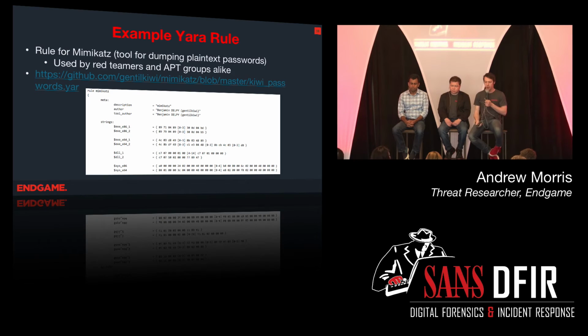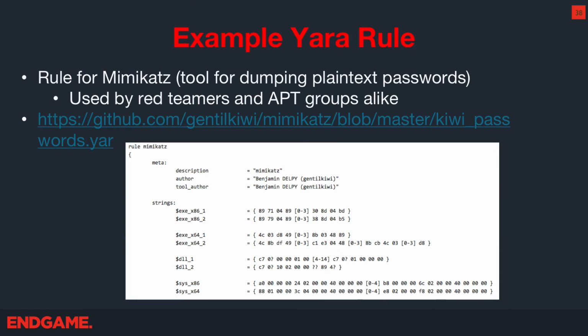This is an example Yara rule, so you can see a little bit. That's probably not big enough to see, but that's fine. Basically, this is a Yara rule for a tool called Mimikatz, which is a tool that's used both by red teamers, pen testers, and also actual bad guys. It's used to actually extract plain text credentials from memory, and a couple other tools do the same thing. It being present on a host is an indicator of something bad going on, probably.